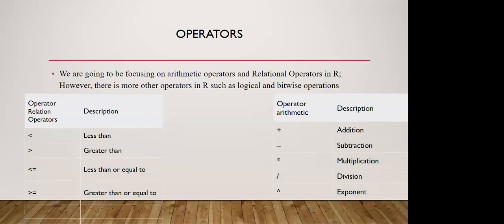Here I made two tables to show you examples of what I call relational operators and arithmetic operators, and their descriptions. On our left we have relational operators: less than, greater than, less than or equal to, and greater than or equal to. On our right we have arithmetic operators and their descriptions: plus, subtraction, multiplication, division, and exponents.